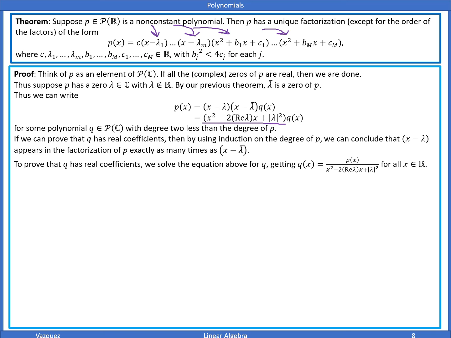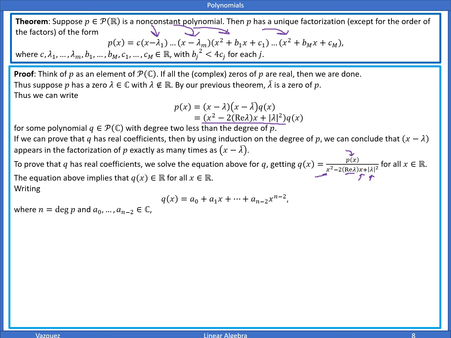So to prove that q has real coefficients, we're going to solve the equation above. So we simply divide p of x by the quadratic expression we had. Well, then we get that q is real for all x in R. Right? We're using nothing but real numbers. Real numbers there. This is a real number. Absolute value will give us a real number.